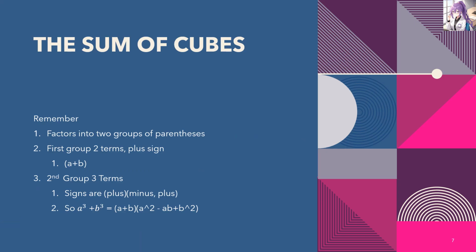What we're going to do is factor them into two groups in parentheses again. The signs for this are plus, minus, plus. The first group has two terms, and it has a positive sign in the middle, so we factor that into (a plus b). Now what do we do with the second group? The signs for the second group are minus, plus, and we have a trinomial again. The trinomial is a squared minus ab plus b squared. So we put that all together and we get (a plus b) times the quantity a squared minus ab plus b squared.